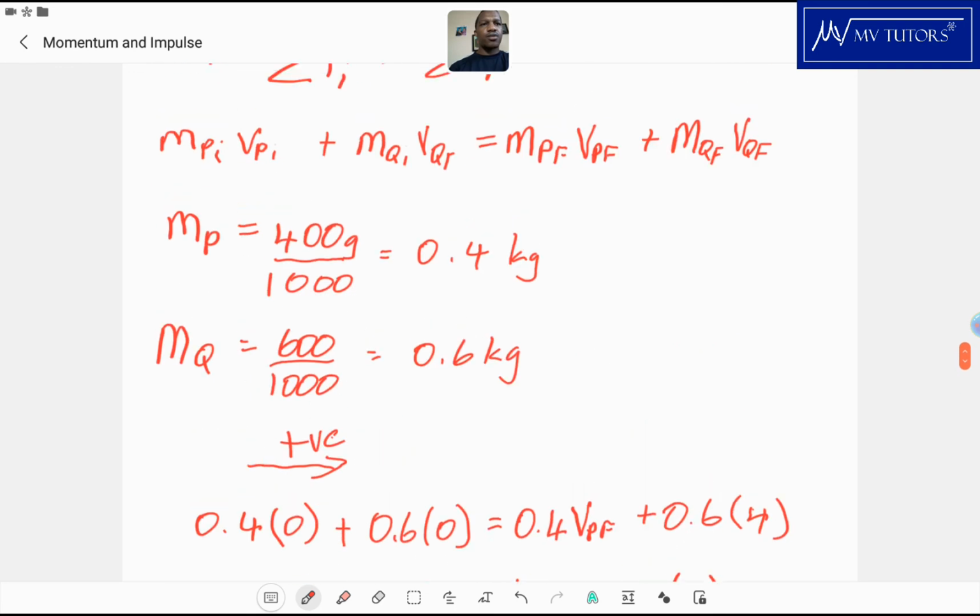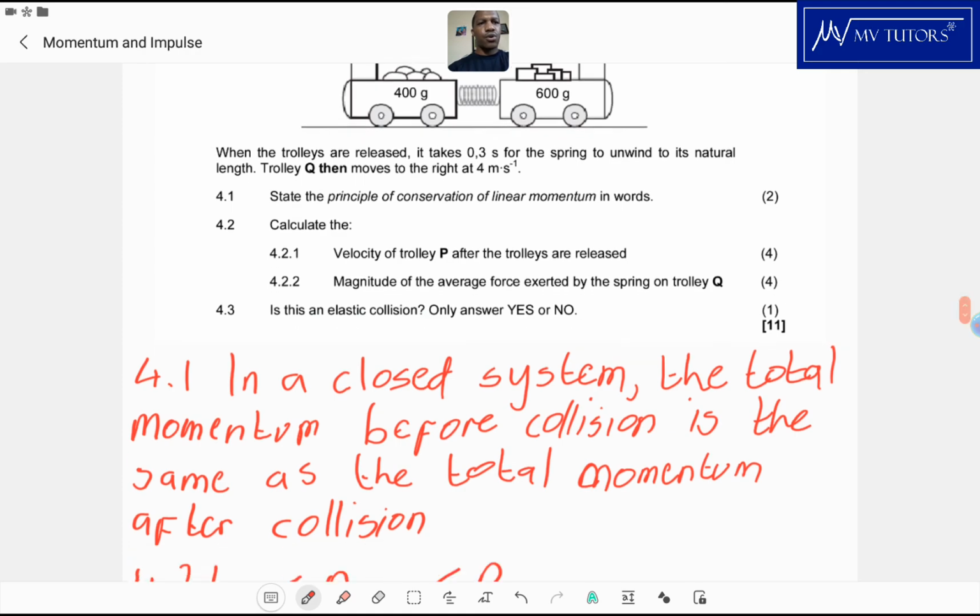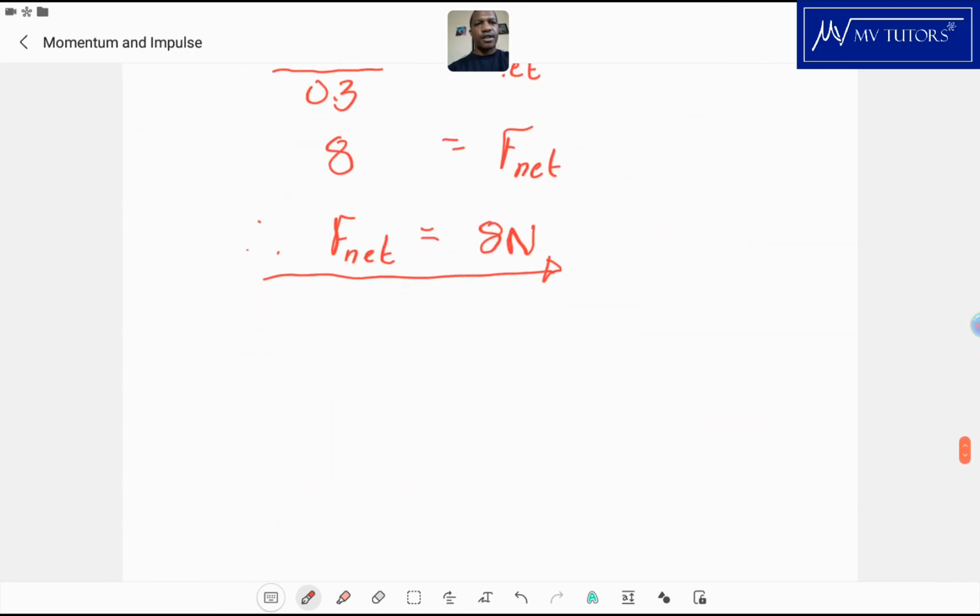Okay, let's go to the next question. The last one: is this an elastic collision? Only answer yes or no. Okay, that's fine. Let's get into it.